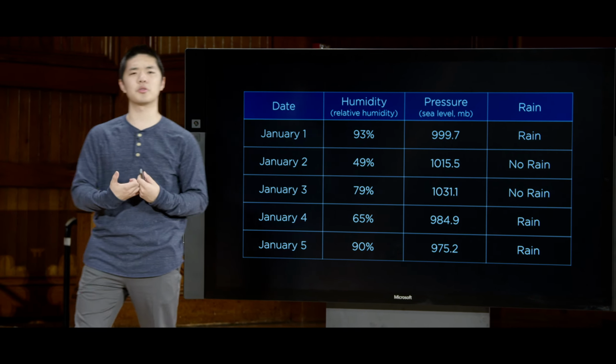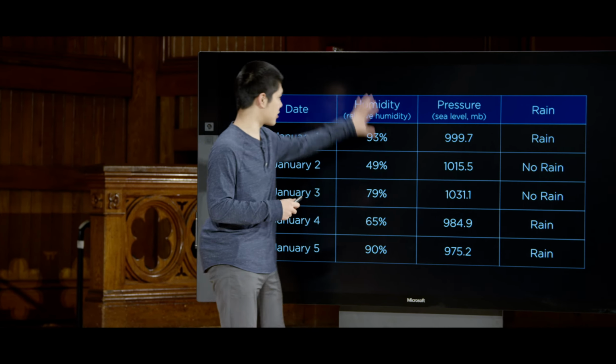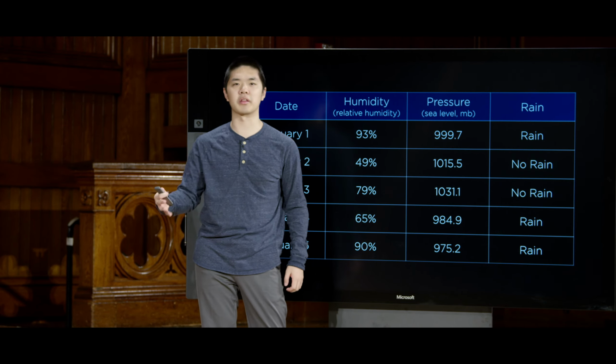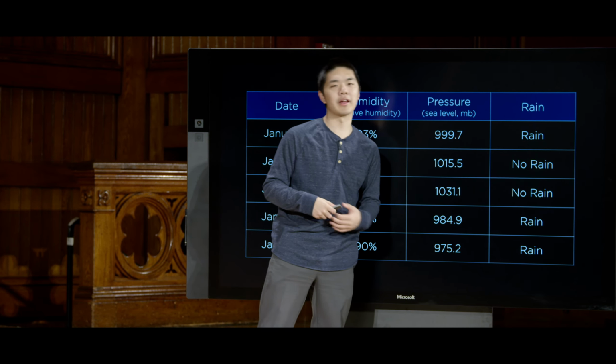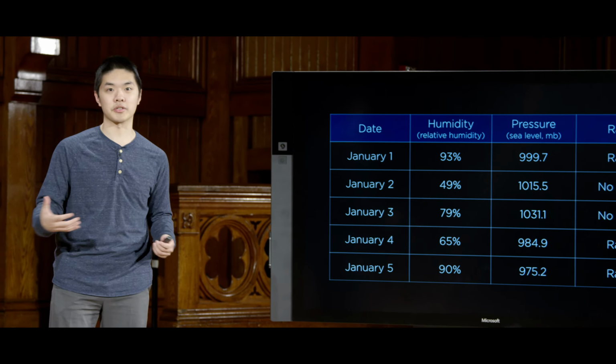And what we would like the computer to be able to do then is to be able to figure out, given these inputs, given the humidity and the pressure, can the computer predict what label should be associated with that day? Does that day look more like it's going to be a day that rains, or does it look more like a day when it's not going to rain?